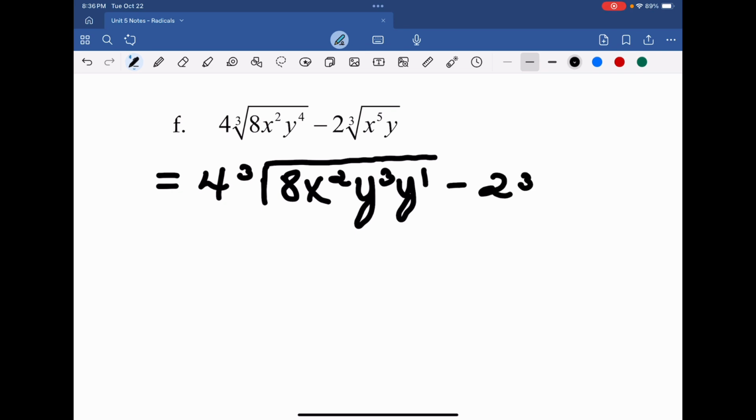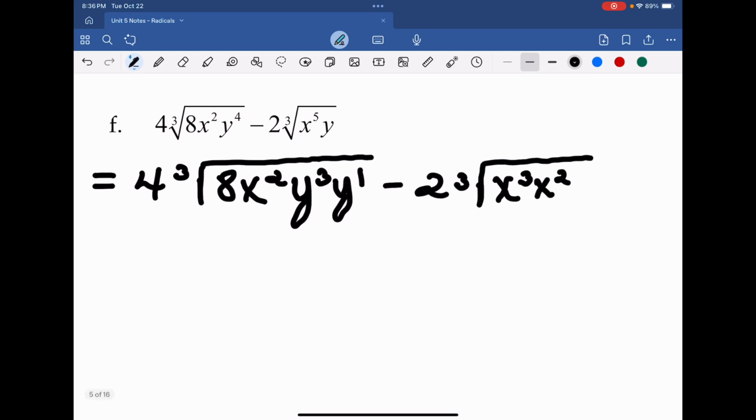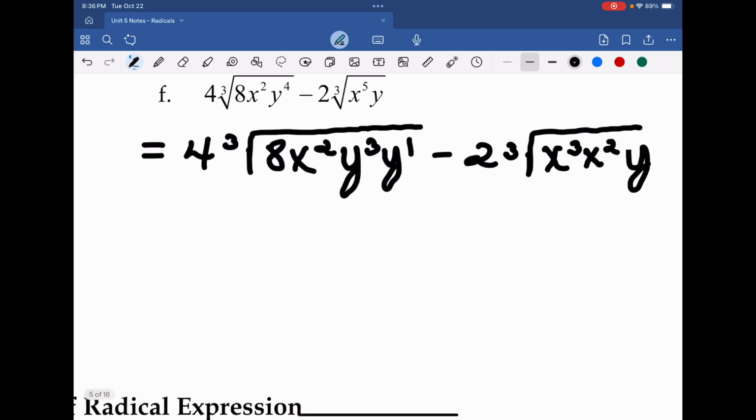Minus 2 cube root of x to the 5. I'm going to split this into x cubed and x squared so that I can take at least one of the x's out, or one part of the x term. Therefore, this is going to give us the 4 times the cube root of 8, which is 2. The cube root of x squared is going to stay behind. Cube root of y cubed is going to take out a y. And then the y to the 1 will just stay there.